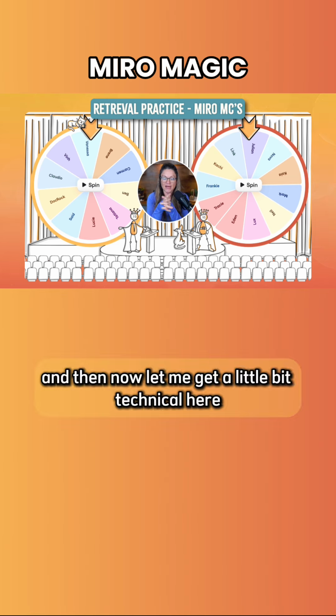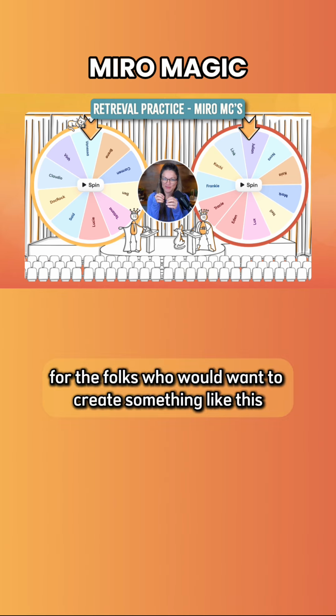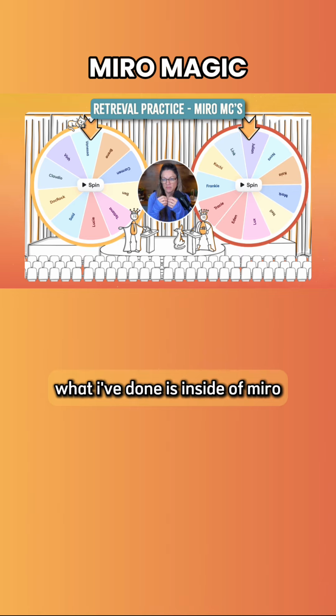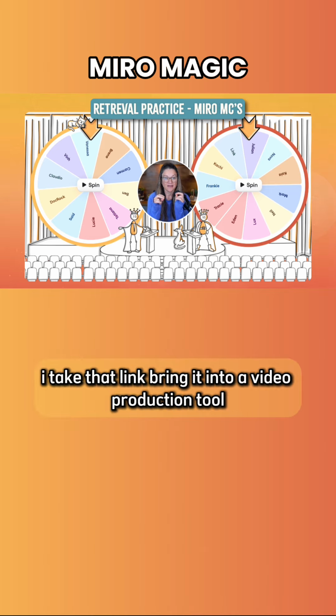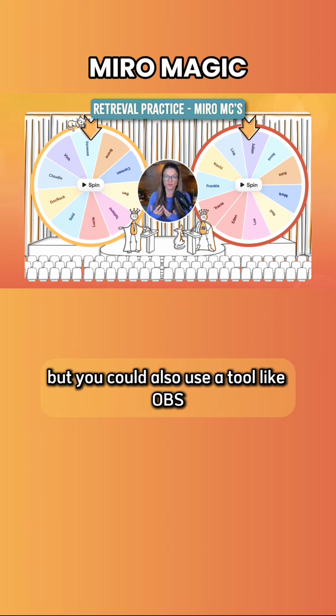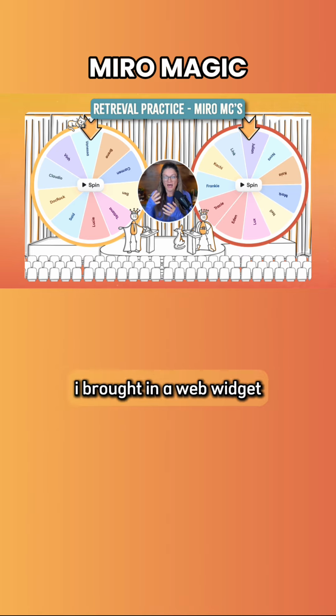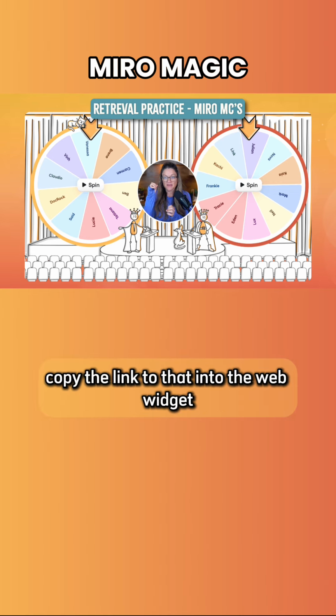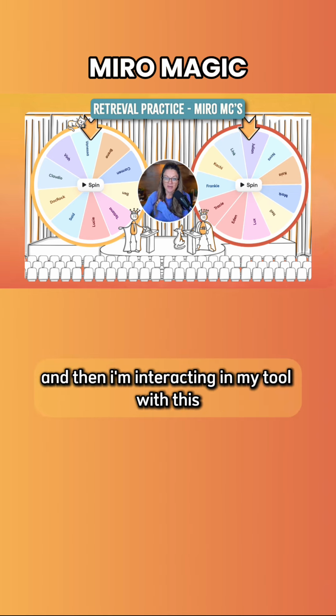Now let me get a little bit technical here for the folks who would want to create something like this. What I've done is inside of Miro, built the board, created a frame. Frames in Miro have a link. I take that link, bring it into a video production tool. In my case, I love Ecamm, and this is what I'm using, but you could also use a tool like OBS. I brought in a web widget, copy the link into the web widget, and then I'm interacting in my tool with this.